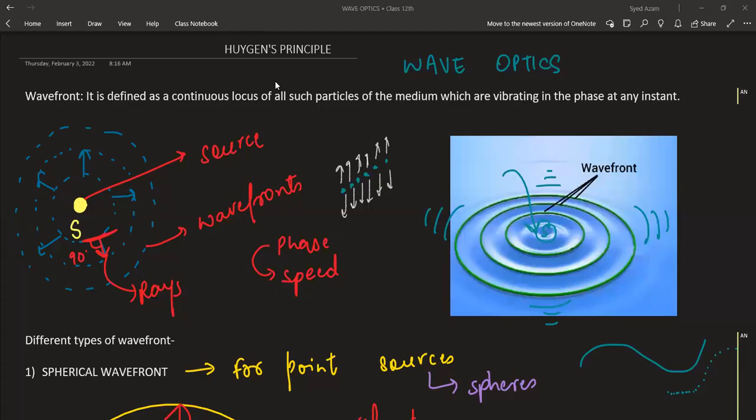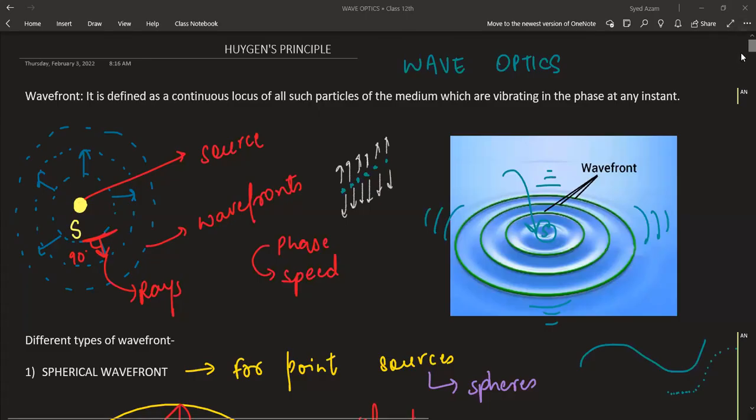So what did we discuss? What all things are important in wave optics? The type and definition of a wavefront. That's your primary topic, and it's a basic fundamental part of wave optics. So what is a wavefront? Continuous locus of particles that are vibrating in the same phase.